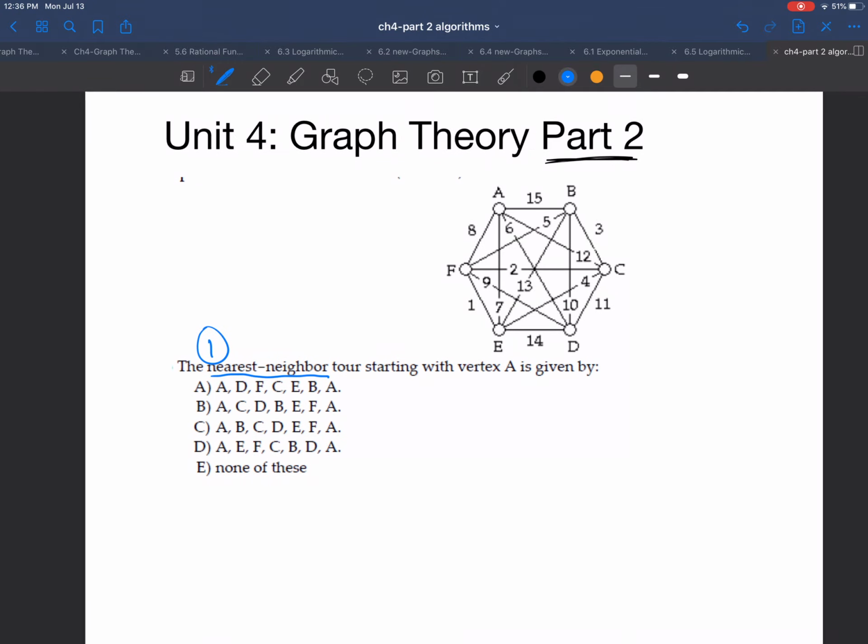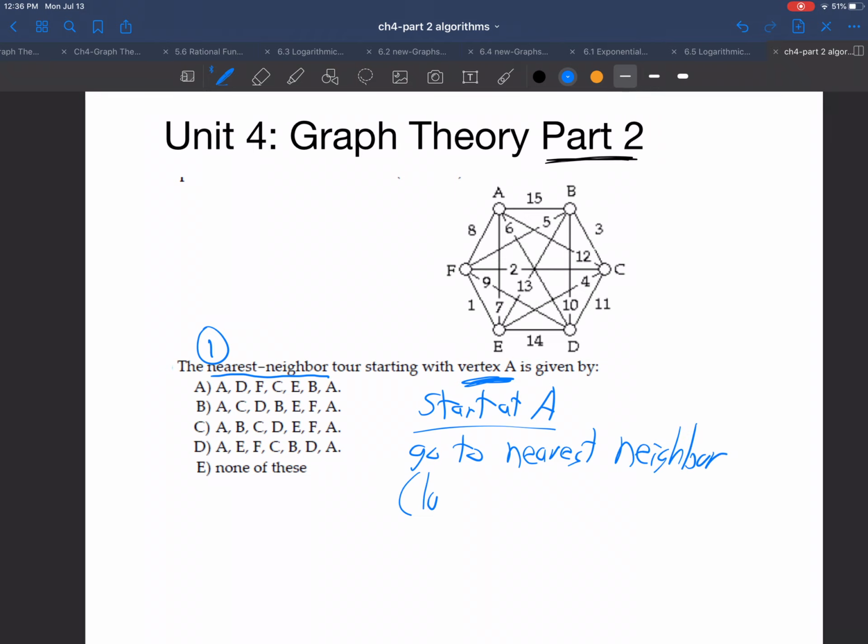Let me show you. So how do we do nearest neighbor? You look where they want you to start. They have to tell you where to start. So we start at A, and we just go to the nearest neighbor, meaning the lowest number road each time until we've made a loop.